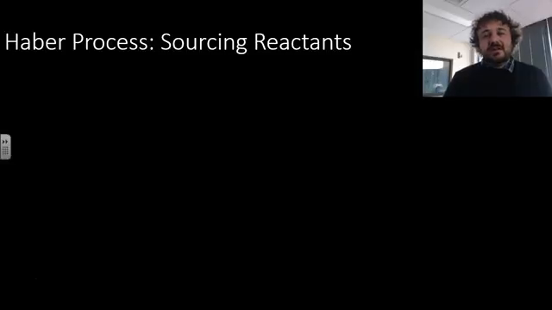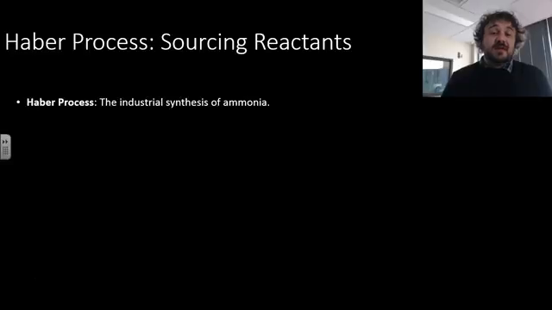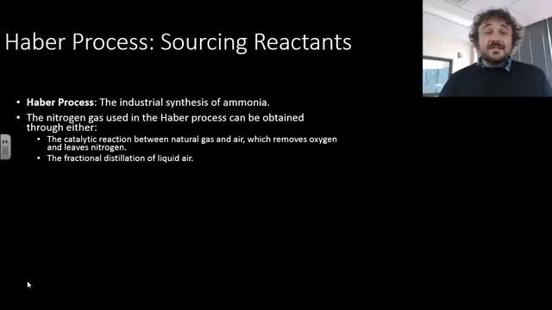So one thing we need to talk about when we talk about any chemistry like this is where are we getting our reactants from? Now, just to make sure we're sure of where we are, the Haber process is the industrial synthesis of ammonia. Nitrogen gas, which we use in it, comes from one of 2 ways. It can come from a reaction between natural gas and air, and this removes the oxygen and leaves nitrogen. So that's one thing we can do.